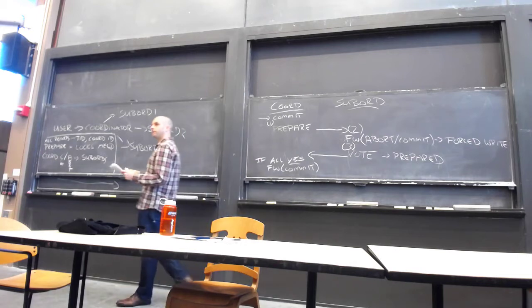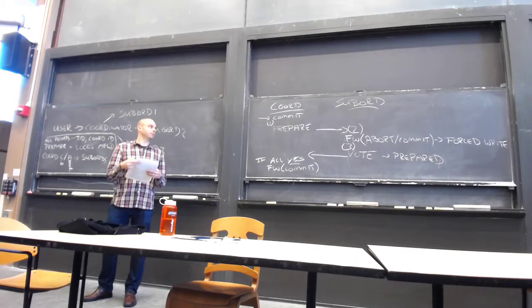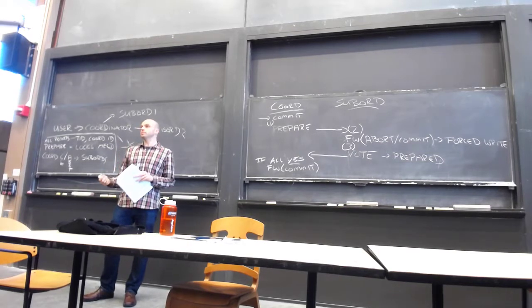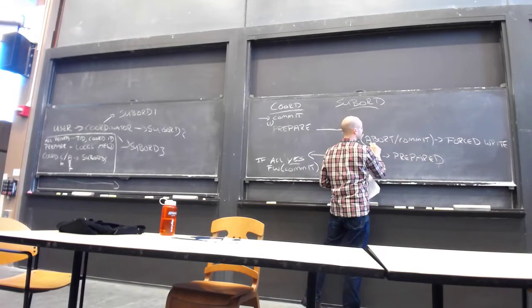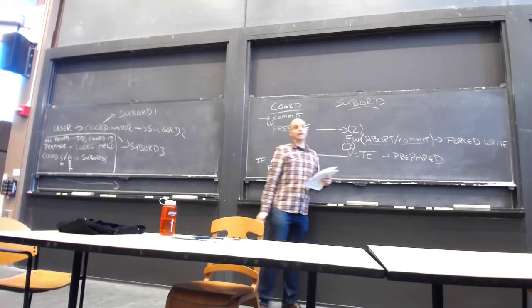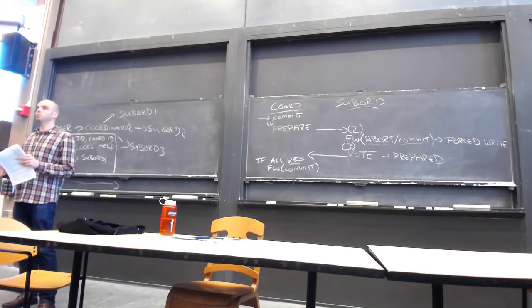Let's say we got here. One of the subordinates fails after it wrote its vote. Because it said locally, okay, I've heard about this prepare, and I've written to my disk whether I am going to abort or commit this.